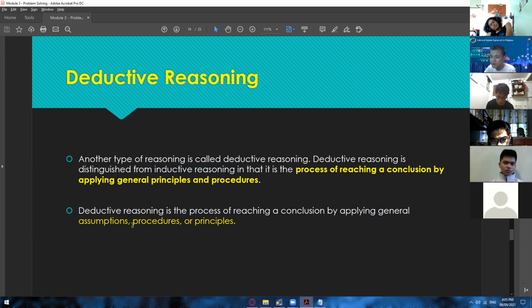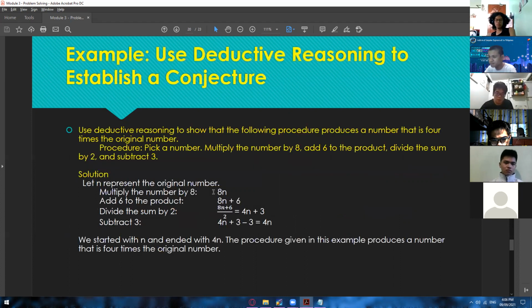Though we have an additional one: we have these procedures or principles. So yes, if you are applying deductive reasoning, you're still applying inductive reasoning. You're still relying on the logic behind that one. But we have to apply more, which is maybe the procedures or the principles. So later on, you will see the process and what the differences are.